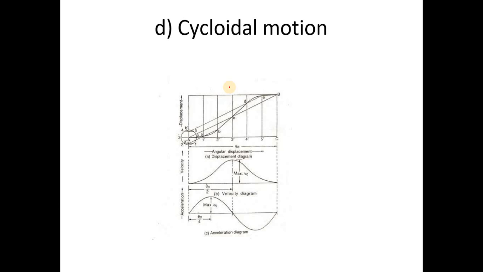The displacement diagram, look at this. First of all, you have to draw the circle of radius equal to S by 2 pi with A as the center. Why do you draw the radius equal to S divided by 2 pi? Because it rolls without slipping. So first of all, you draw the circle. Look at this circle. You first draw the circle of radius equal to S by 2 pi with A as the center.